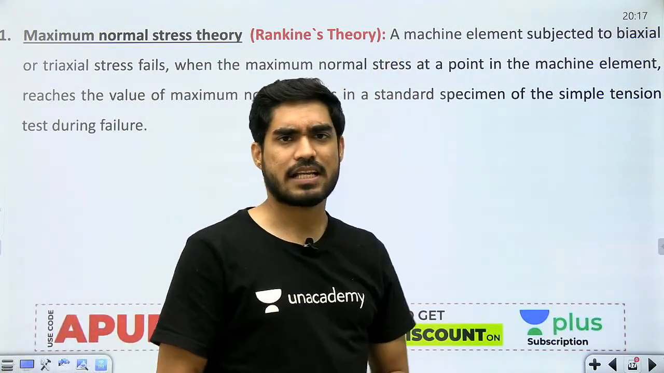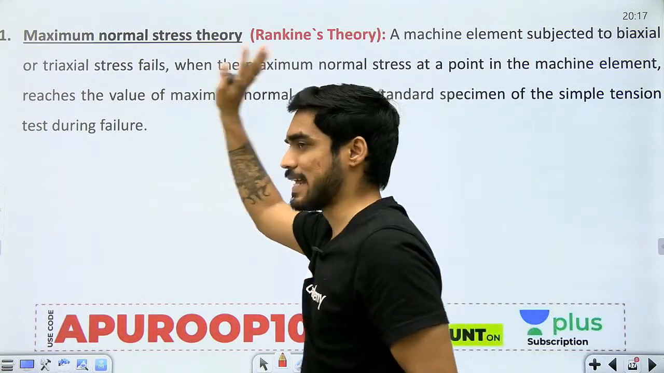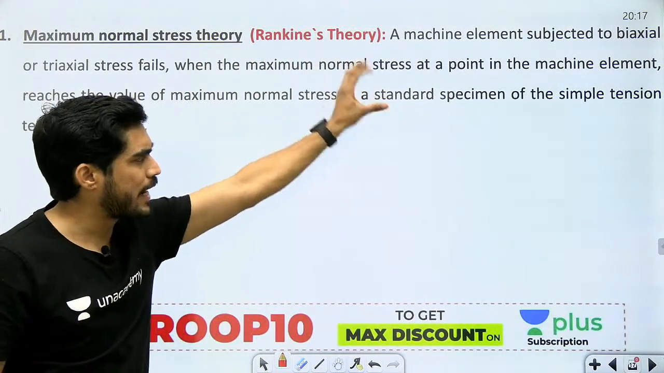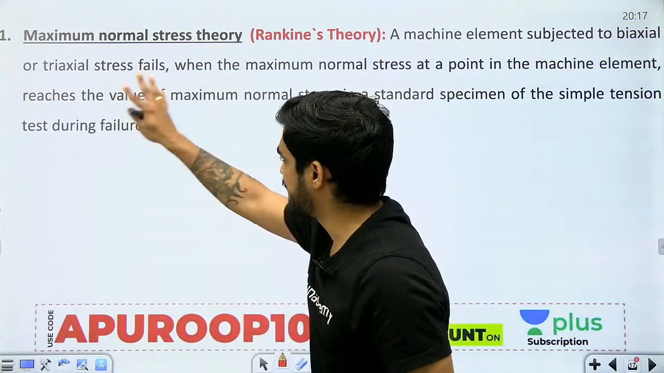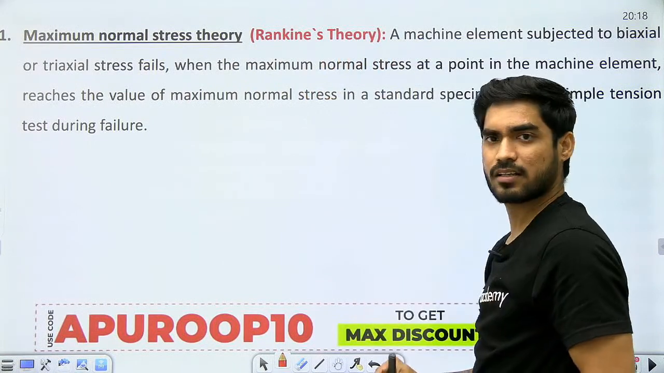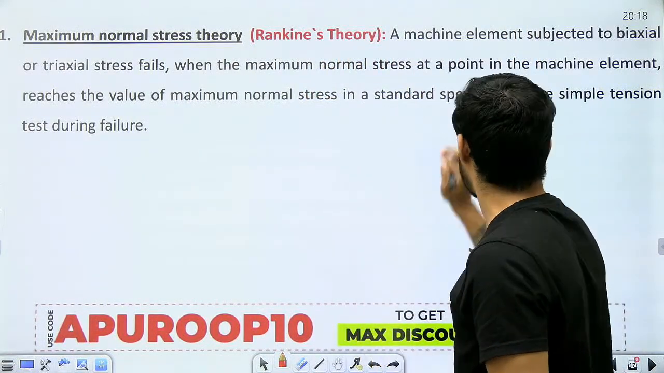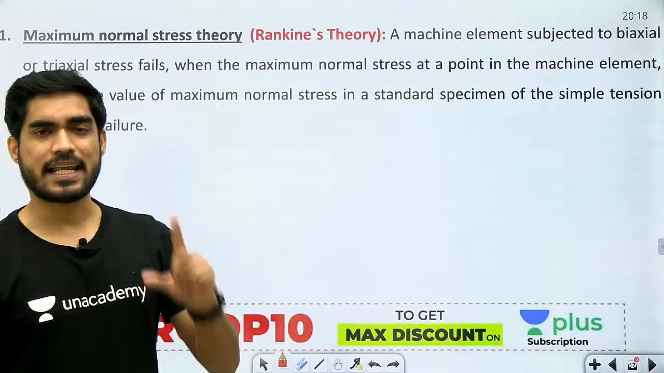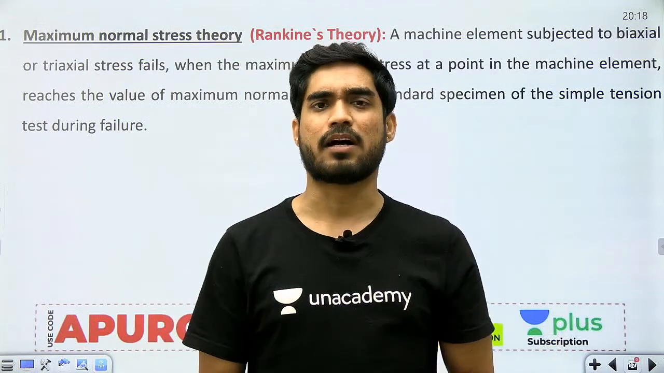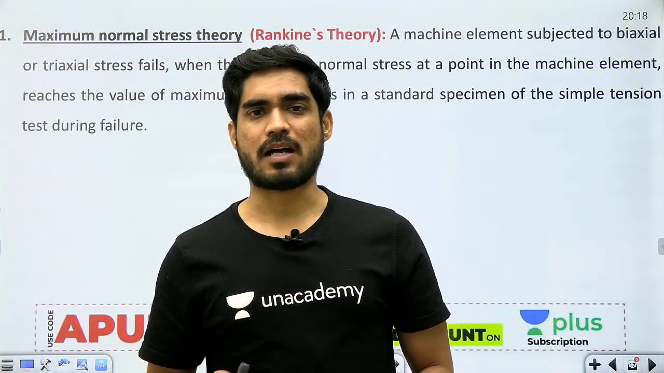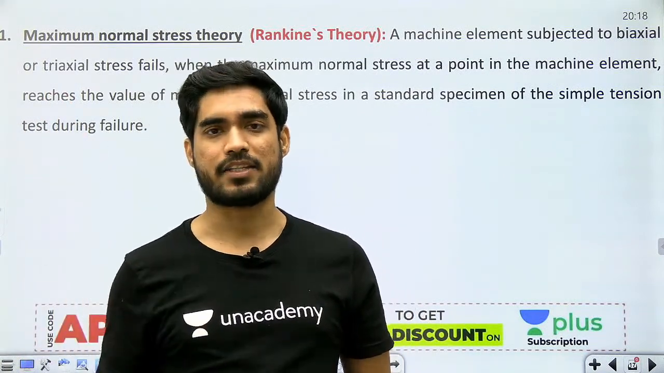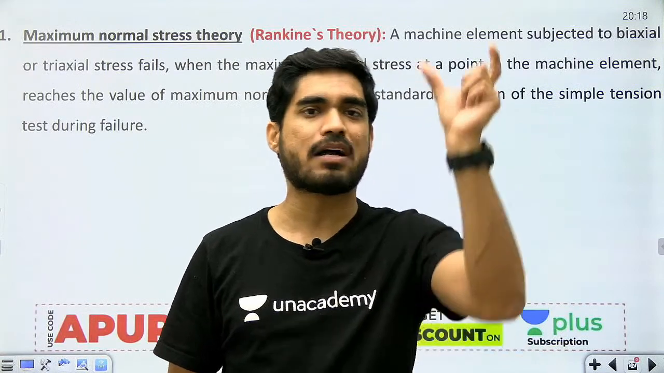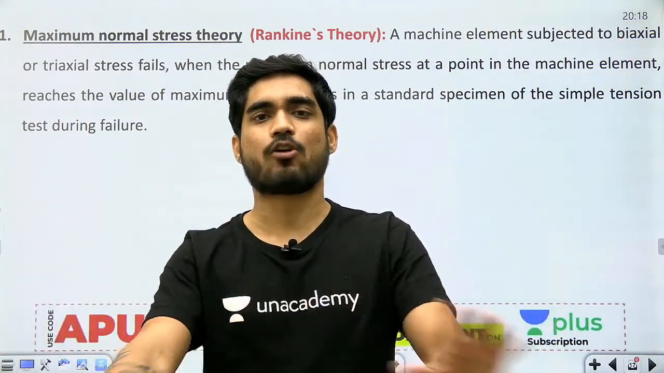A machine element subjected to biaxial or triaxial stress fails when the maximum normal stress at a point in the machine element reaches the value of maximum normal stress in a standard specimen of the simple tension test during failure. In other words, your machine element is going to fail if your sigma maximum becomes equal to sigma maximum of the specimen during simple tension test. Simple tension केस के टाइम पे जो सिग्मा मैक्स निकलता है, अगर आपके मशीन एलिमेंट का सिग्मा मैक्स उतना हो गया तो आपका मशीन एलिमेंट फेल हो जाएगा.